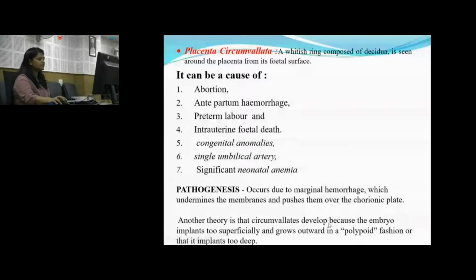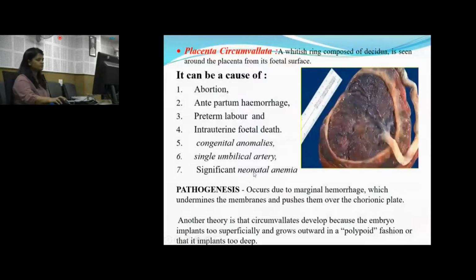Another theory is that when the embryo is not able to invade completely into the endometrium, it implants too superficially and then grows outward in a polypoid fashion, which can lead to placenta circumvallata. Now, this placenta can cause abortion, antepartum hemorrhage, preterm labor, IUFD, congenital anomalies, single umbilical artery, and significant neonatal anemia also. This is how extrachorial placenta will look like. This is the fibrin ridge, so this is placenta circumvallata.